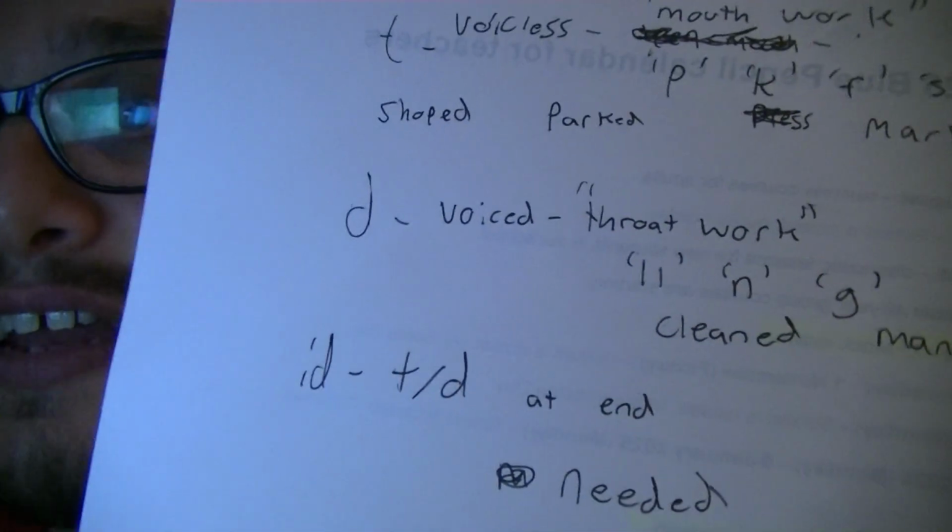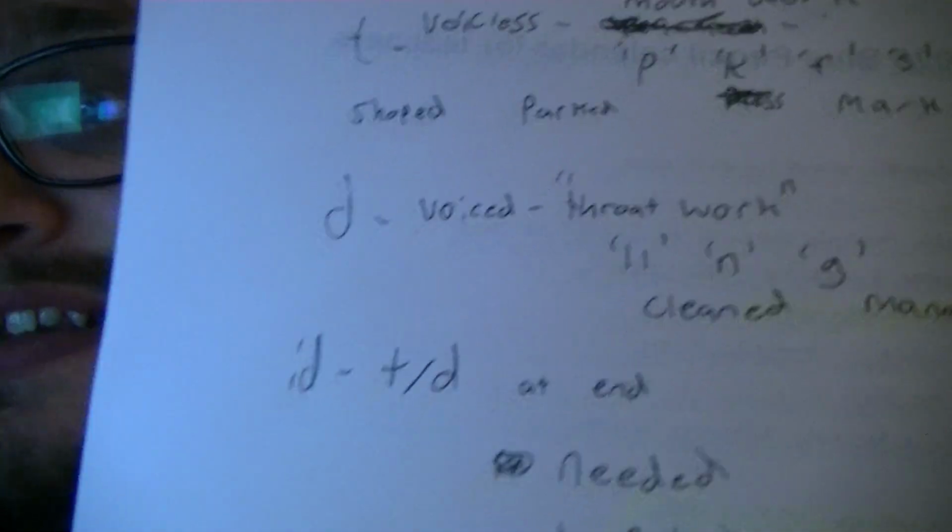Alternatively, we have the voiced endings, the voiced consonants. These endings are like n or g. If you put your hand to your throat, you can notice that your throat vibrates for voiced endings. Some of these examples are cleaned and managed. Cleaned, managed. Put your hand to your throat and feel that vibration.